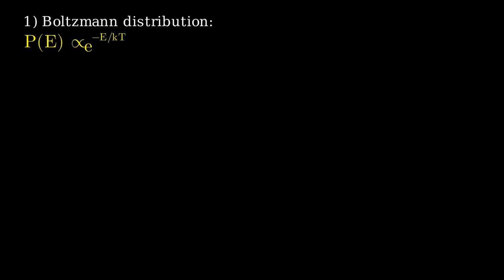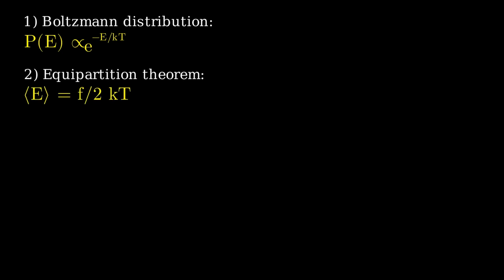In the first video in this series, we derived the Boltzmann distribution, which describes the probability of a system occupying a specific state of energy. In the second and previous video, we covered how the Boltzmann distribution leads to the equipartition theorem, which explains how every degree of freedom within a system gets an equal share of the energy.